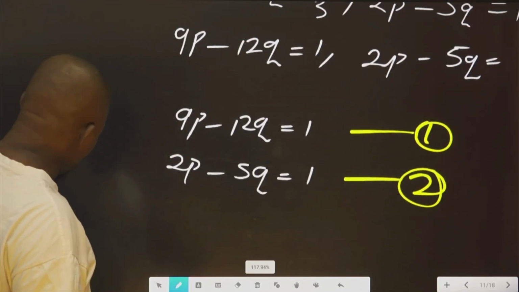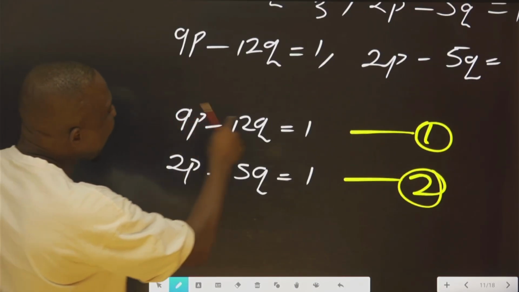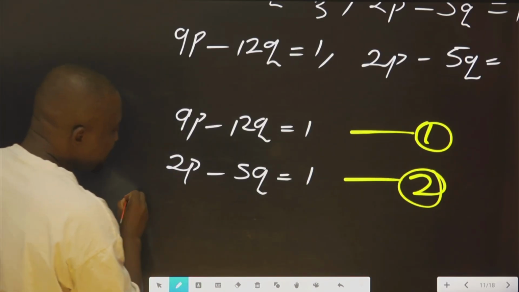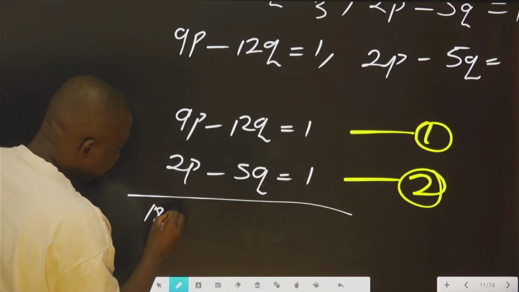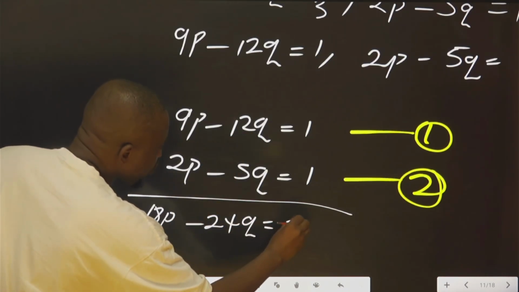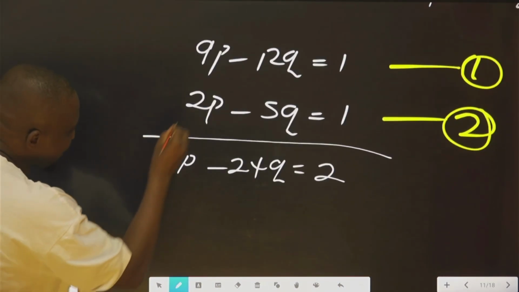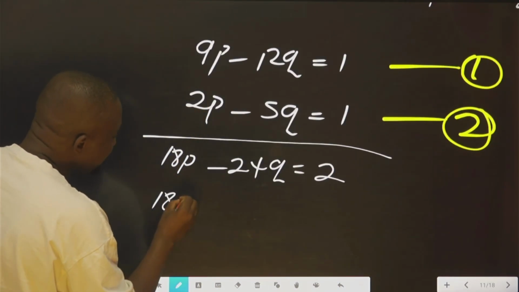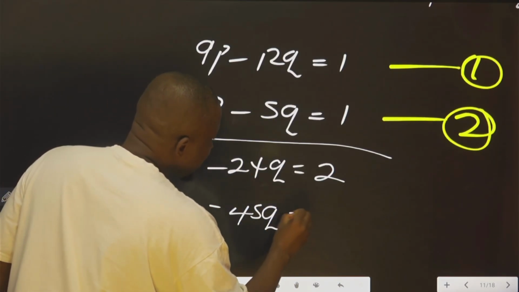As you can see, I can use elimination here. By multiplying everything here by 2, you agree with me, if I multiply the first equation by 2, I will get here 18P minus 24Q equals 2. Then I will also multiply this one by 9 because I want to have 18 here. This multiplied by 9 is 18P. This multiplied by 9 is 45Q equals 9.